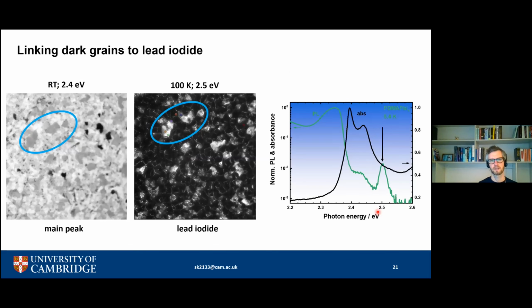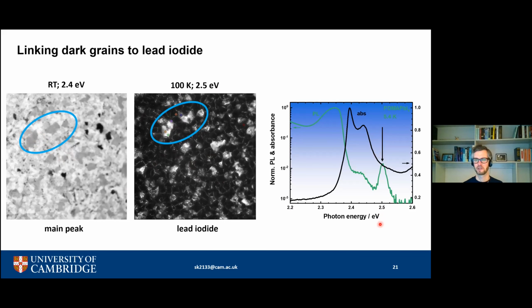Just to come back to the grain-to-grain variation, at room temperature, again, you can already see there are darker grains and there are large areas that are much brighter. Now, if we cool that down, this is 100 Kelvin now, 2.5 eV image. This is the emission of lead iodide. You can see that what is dark at room temperature is very bright in the lead iodide emission region when you cool it down.